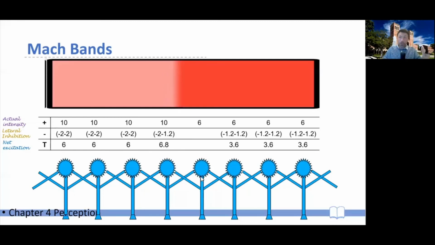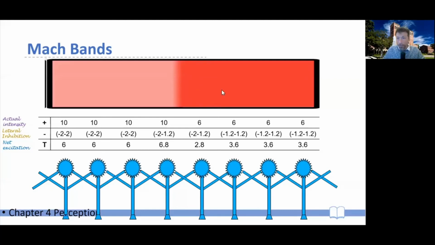Conversely, the neuron to the right of the border of this edge receives minus 1.2 from the neuron to its right in inhibition, and it receives minus 2 from the neuron to its left in inhibition. But because it's on the dark side, it's only excited 6 in the first place. So it's receiving minus 2 from this side, minus 1.2 from that side. So net, it's excited 2.8. Less than the neurons to its right, less than the other neurons in the dark side. Hence, this neuron sees this band as even darker than its neighbors to the right.